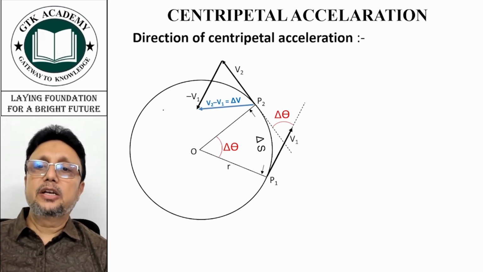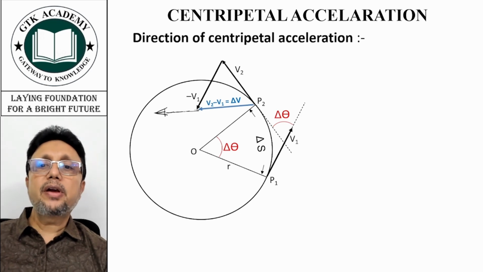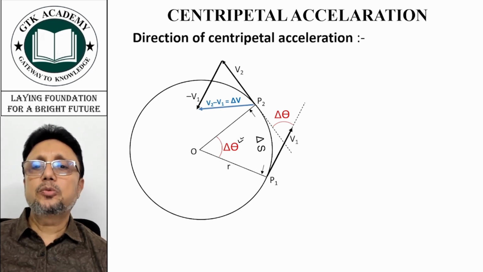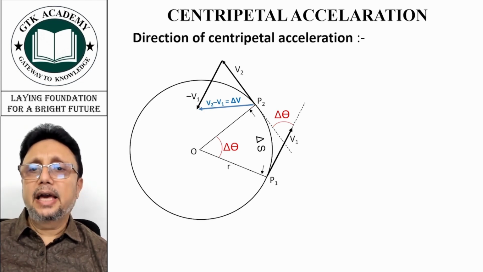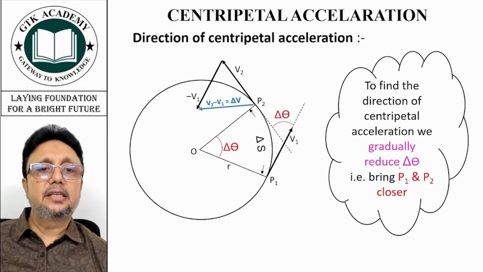And we were telling that it is pointing towards center, but here it is pointing in this direction, not towards center. So what is wrong here? Actually, it is instantaneous acceleration. That means delta theta has to be very small and it has to become nearly zero. That means delta theta will be tending to zero. So what do we do to find the direction of centripetal acceleration? We will gradually reduce delta theta, and that means we'll bring P1 and P2 closer.